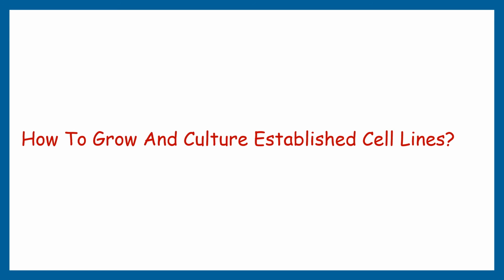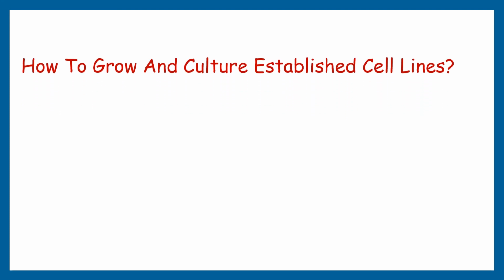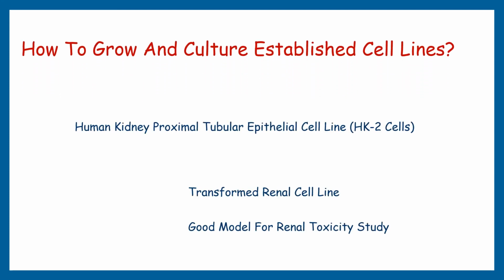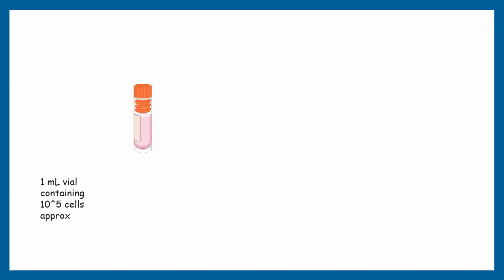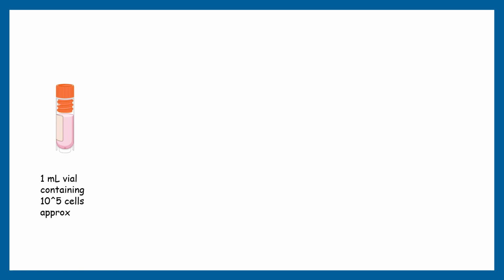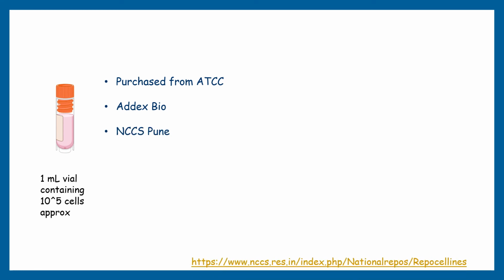Now come to how to grow and culture established cell lines. Here I am taking an example of the human kidney proximal tubular epithelial cell line, which is HK2 cells, a transformed continuous cell line, and it is a very good model for renal toxicity study. You can purchase many established cell lines from different companies like ATCC, Cellex Bio, etc. NCCS is an institute in Pune which provides cell lines at a minimal price. You can check out the link below.